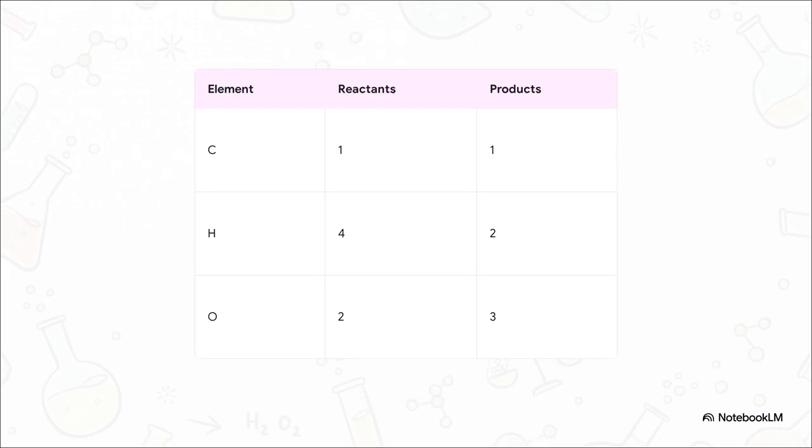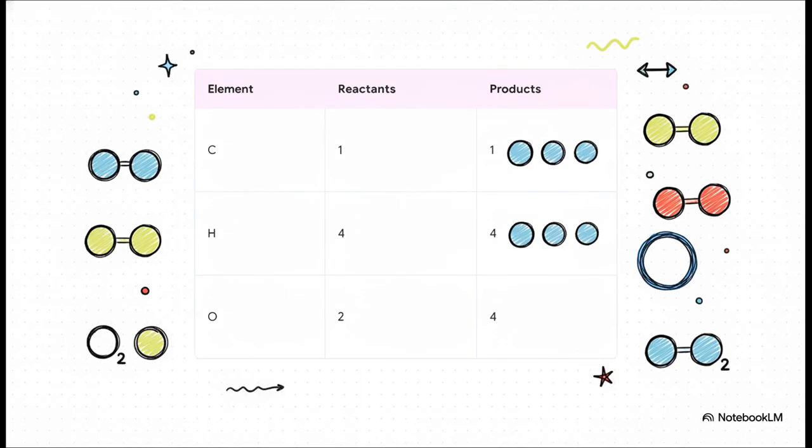Checking our starting scoreboard. Carbon is actually already balanced, one on each side. But look at the rest of this mess. 4 hydrogens on the left versus 2 on the right, and 2 oxygens on the left versus a total of 3 on the right, because the oxygen is split between the carbon dioxide and the water. Our numbers are just completely mismatched here. So following MINO, we tackle hydrogen next.